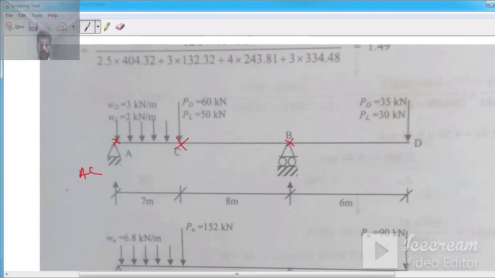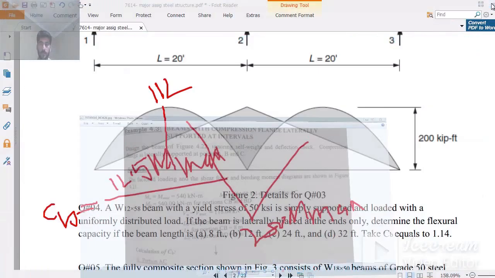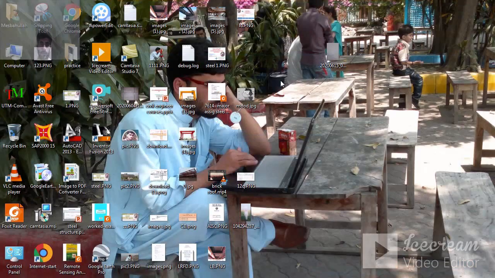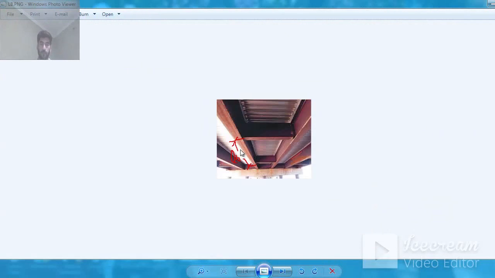If I show you what LB is, let me show you. Where is the diagram? This one. This is LB. You see this is a girder, or you can say this is a beam, and you see these lateral bracings are provided. So the span in between two lateral supports, this is how we call unbraced length. So this thing you must be clear.